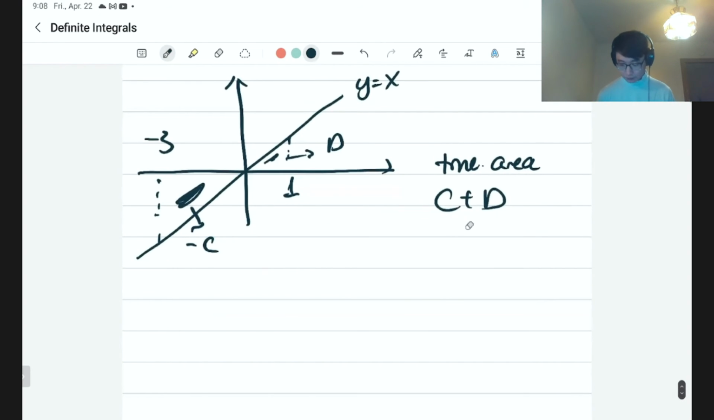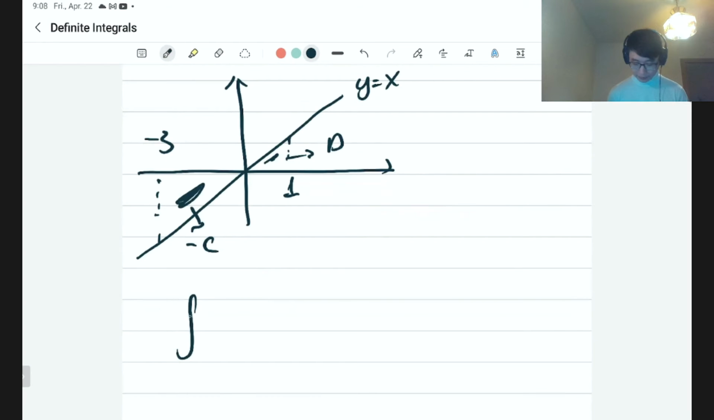So the way we're going to do it is, again, we're going to break it down. Let's calculate this true area by using the area of triangles.